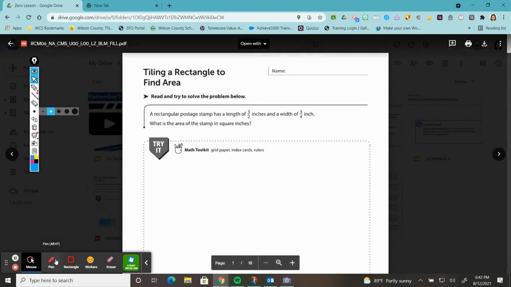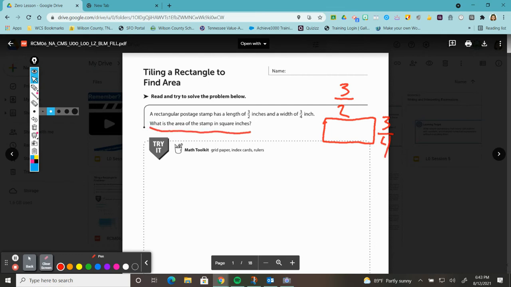This particular problem, we're going to read it together. It says, a rectangular postage stamp has a length of 3/2 inches and a width of 3/4 inch. What is the area of the stamp in square inches? A postage stamp is a small sticker that goes onto envelopes when you would like to send things in the mail. So we have a rectangular postage stamp. The length is 3/2 and the width is 3/4. The problem wants us to find the area of that stamp.